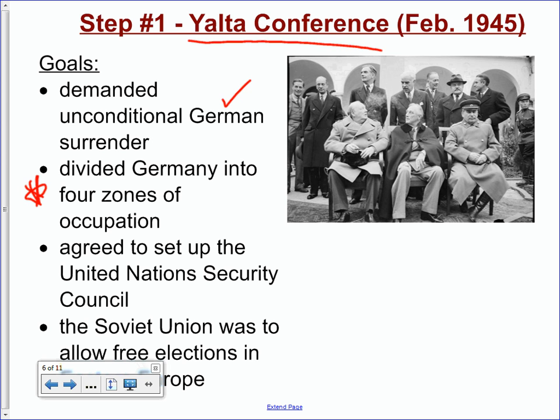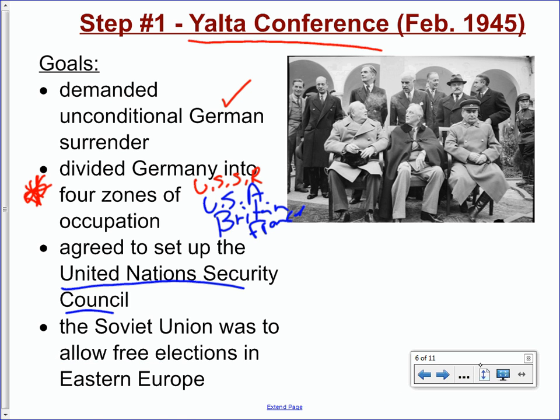We're going to divide Germany into four zones of occupation. That would be the USSR. The USA is going to have one, Britain is going to have one, and France is going to have one. They also agree to set up a Security Council. And then this is a biggie here.